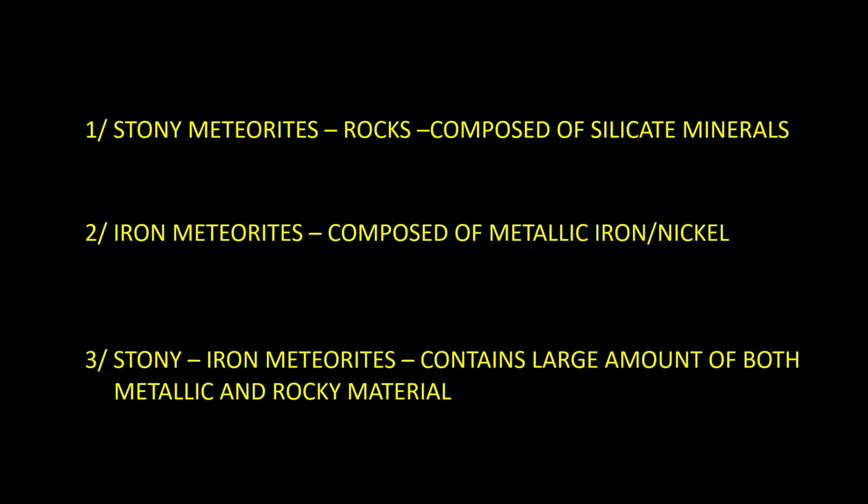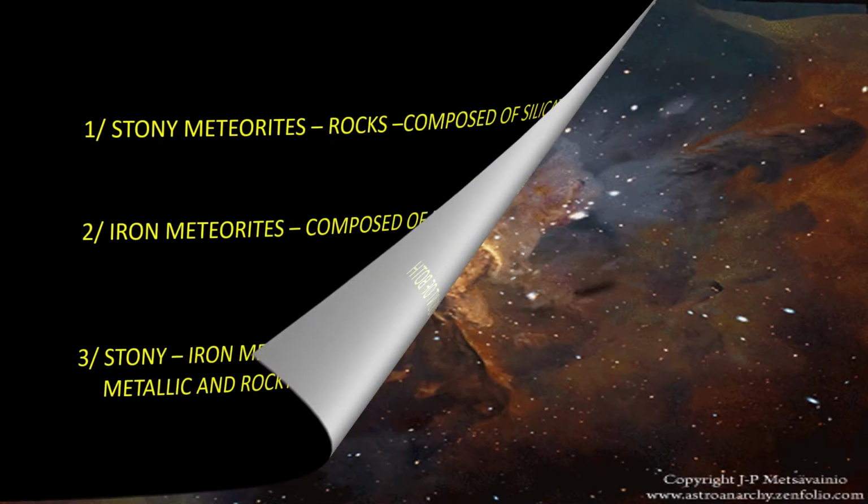Remember when looking at igneous rocks on Earth, we looked at their structure. Well, there are three main categorizations of meteorites, and they contain materials you might be familiar with in respect of igneous rocks. There are stony meteorites, rocks composed of silicate minerals; iron meteorites, composed of metallic iron-nickel; and stony-iron meteorites. They contain large amounts of both metallic and rocky material.